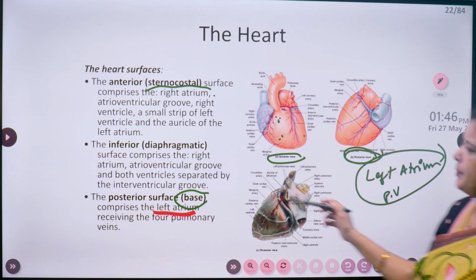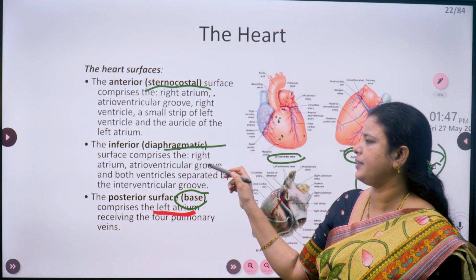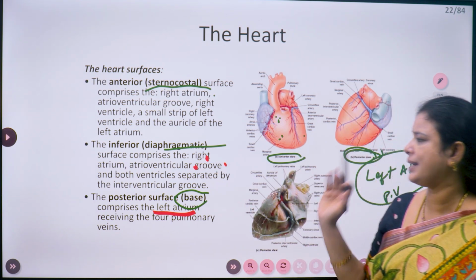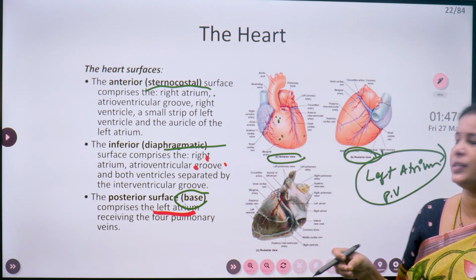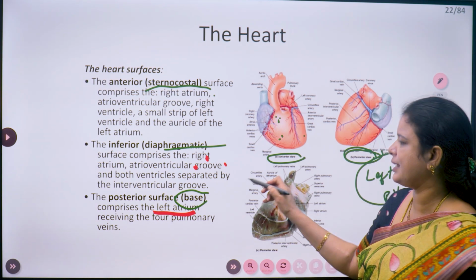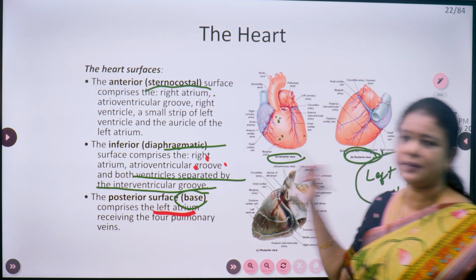Inferior or diaphragmatic surface. In the inferior region we can find the right atrium, atrioventricular groove, and both ventricles separated by the interventricular groove. The ventricles are separated by the interventricular groove.